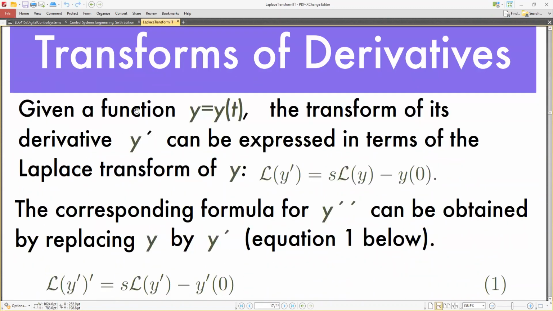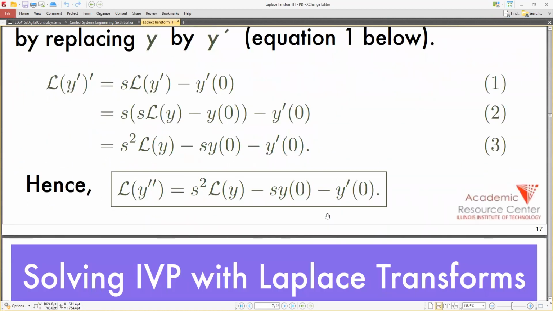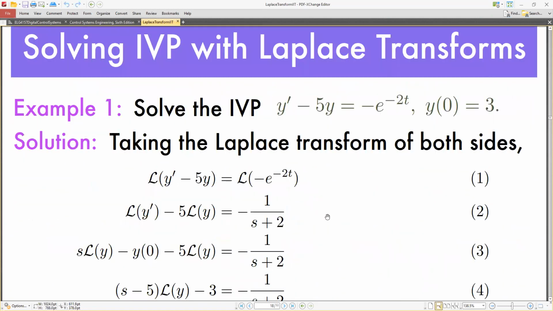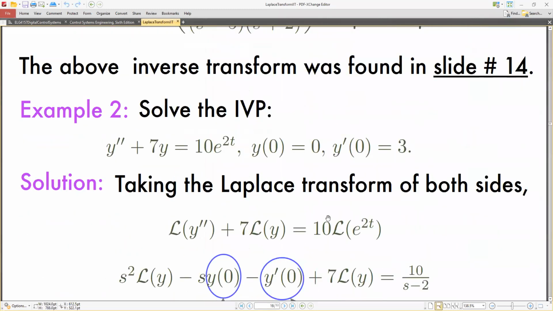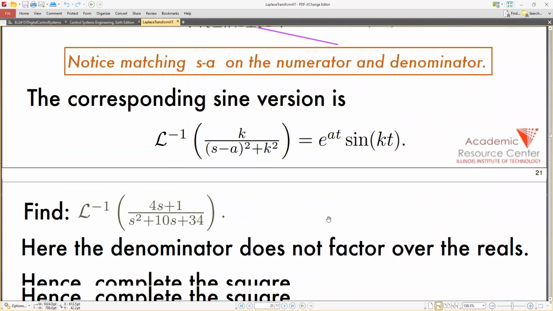And the derivative transformation: given a function y of t, the transform of its derivative y prime can be expressed in terms of the Laplace transform of y. L of y prime is equal to, okay, like this. Some examples.